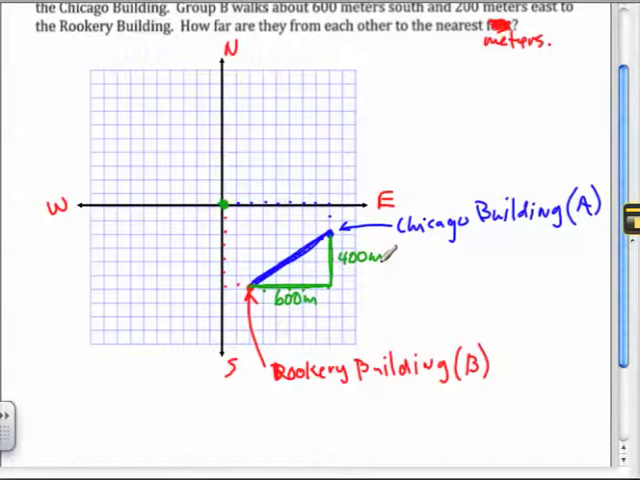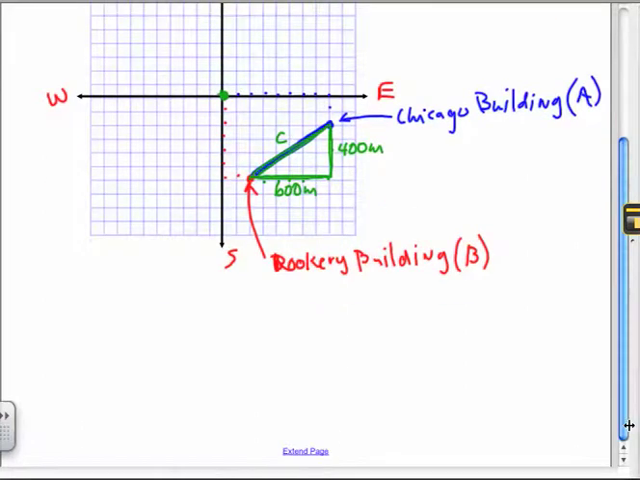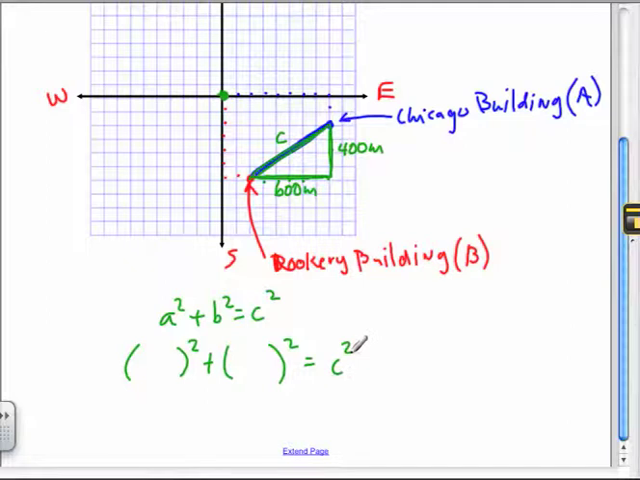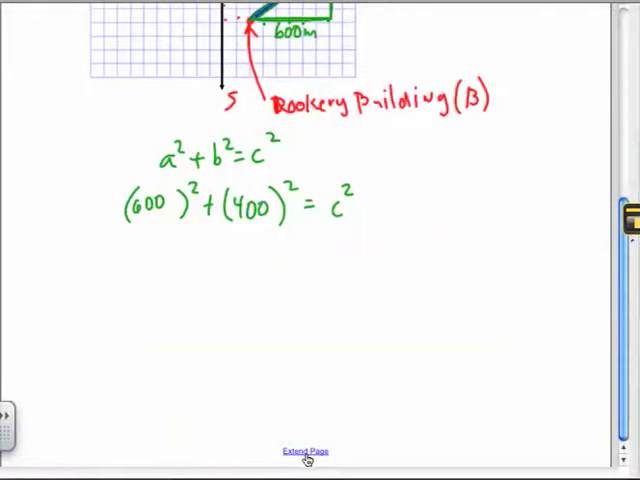Okay. But we want to know how far they are from each other. Well, we like to call that C. All right. So I'm going to use the Pythagorean theorem. A squared plus B squared equals C squared. And then I'm going to put my parentheses in like this, okay? And I'm going to fill in what I know. I know that A squared is 600, B squared is 400. You could flip-flop those two. It doesn't matter. The only thing that matters is that we have the hypotenuse in the right place, which we do.